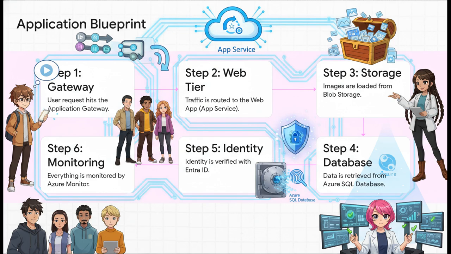Okay, step 1. A user's request comes in and hits a gateway. From there, step 2, that traffic is sent over to our web app, which is running on that app service we talked about earlier. Next, for step 3, the app needs to load some images, so it grabs them from blob storage. In step 4, it needs to pull user data from an Azure SQL database. When that user logs in, step 5 shows that's all handled securely by Entra ID. And finally, step 6, this entire process is being watched by Azure Monitor to make sure everything is running smoothly. You can see how every single piece we discussed has its own specific, crucial job to do.